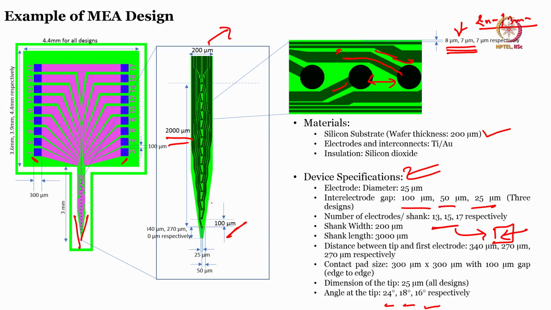This is one shank. Okay. This is called a shank, by the way. You see here shank width, shank length and all. This is called a shank. You can have a multi-shank electrode also based on your requirement.